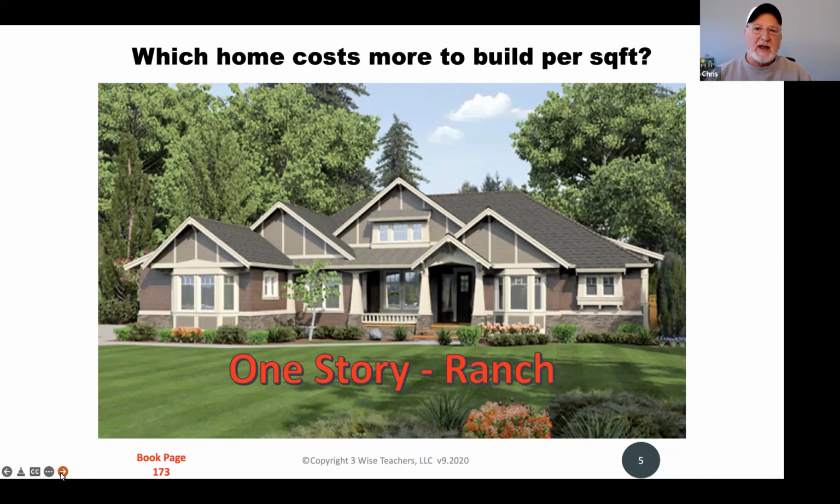Well, think about it. A 2-story house is just a box on top of another box. It's very, very efficient. It doesn't cover a large span of ground. But with the ranch, because it has such a large footprint, it takes more materials to build out a ranch. So if you see that come up on the test, which of these homes costs the most to build per square foot? It's going to be a ranch.